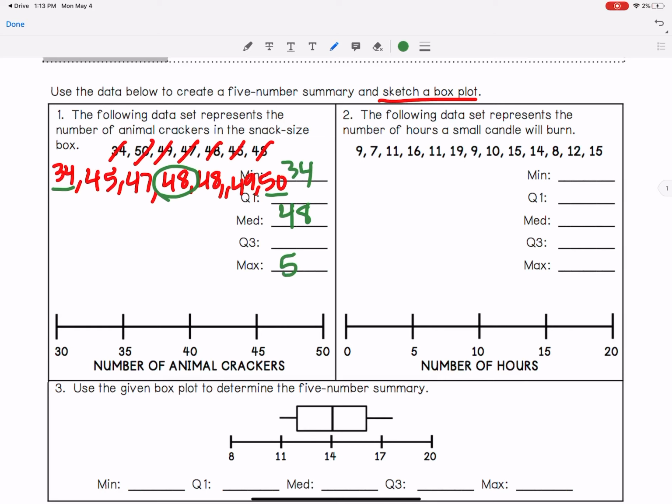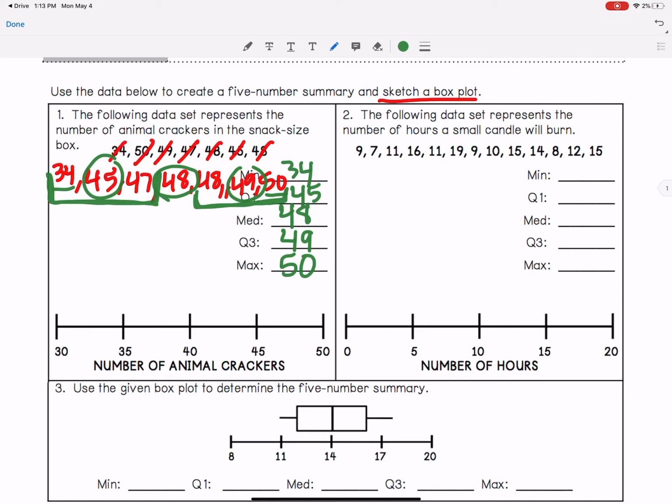Now I need to find the first quartile and the third quartile, and in order to do that, I'm just going to take the first half of the data and find the number that's in between. So in between 34, 45, and 47, what number is right in the middle? It looks like 45. So 45 is going to be my first quartile. And on my second half of the data, in between 48 and 50, it looks like 49 is right in the middle. So 49 is going to be my third quartile.